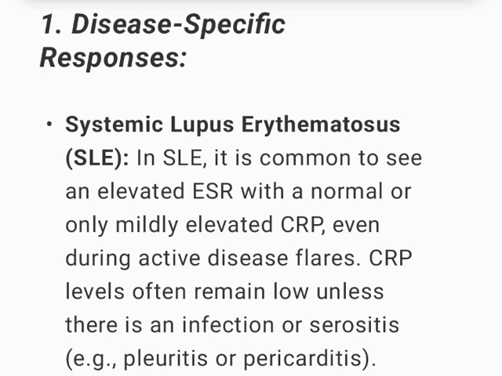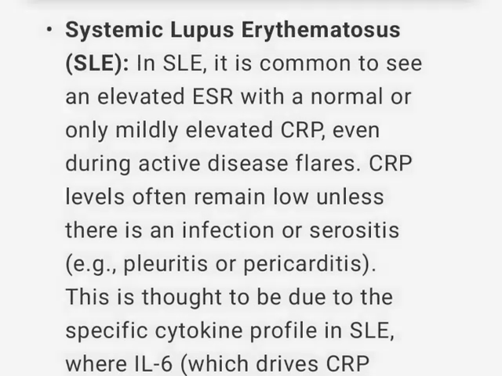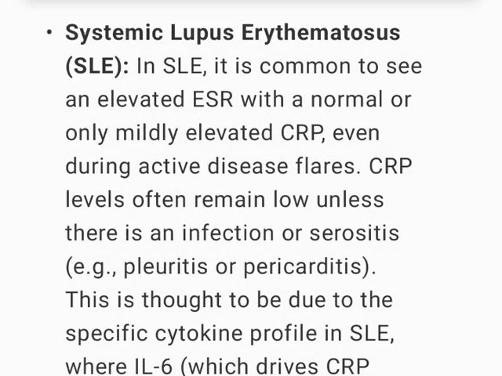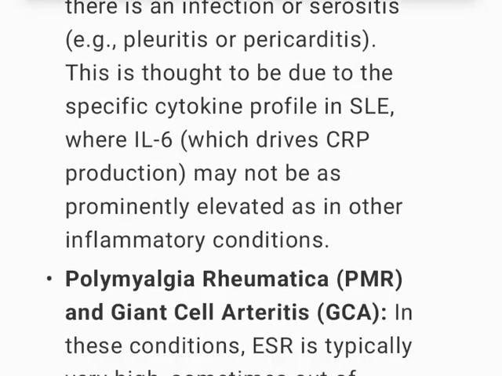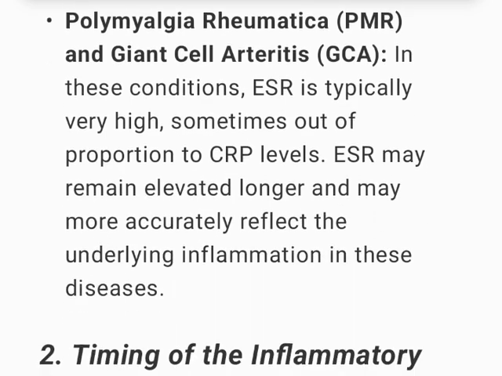1. Disease-specific responses. Systemic lupus erythematosus, SLE. In SLE, it is common to see an elevated ESR with a normal or only mildly elevated CRP, even during active disease flares. CRP levels often remain low unless there is an infection or serositis, e.g., pleuritis or pericarditis. This is thought to be due to the specific cytokine profile in SLE, where IL-6, which drives CRP production, may not be as prominently elevated as in other inflammatory conditions.